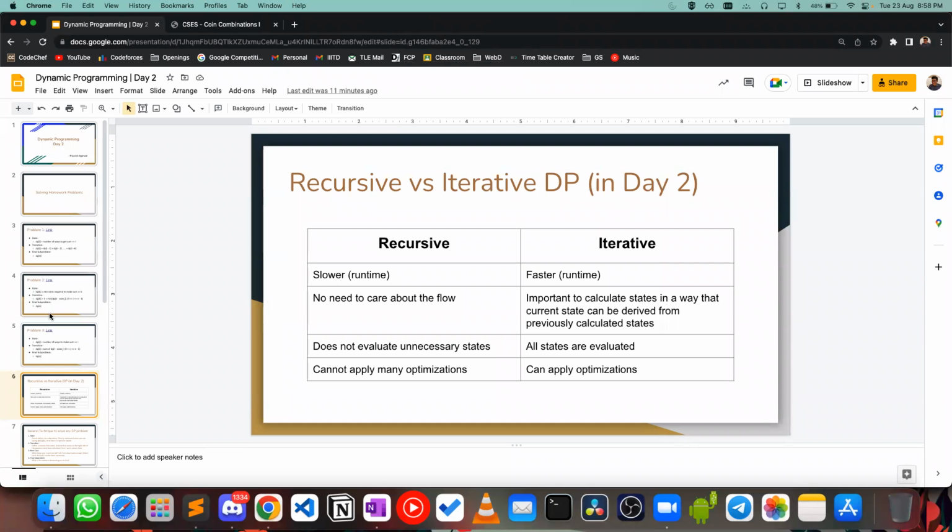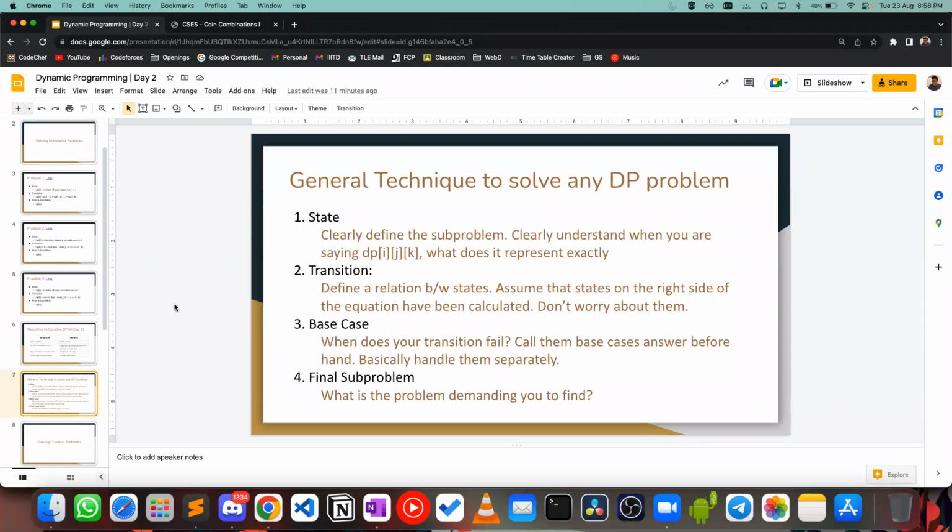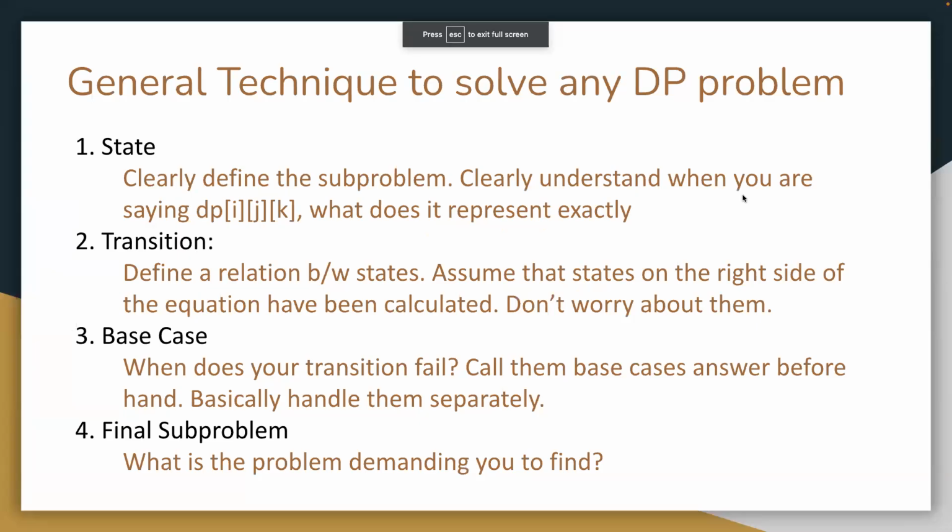Okay, perfect. So let's move to the next slide. This is one technique that I'm going to tell you guys. It is a general technique to solve any DP problem. You come across any DP problem, and if you follow 4 steps, you can get to a solution to that problem, as long as you are able to think of a state, of a transition, of a base case, and a final subproblem. So basically, what I want to convey from this slide is that after this slide, whenever you get a DP problem, you will have a strategic way to solve it.